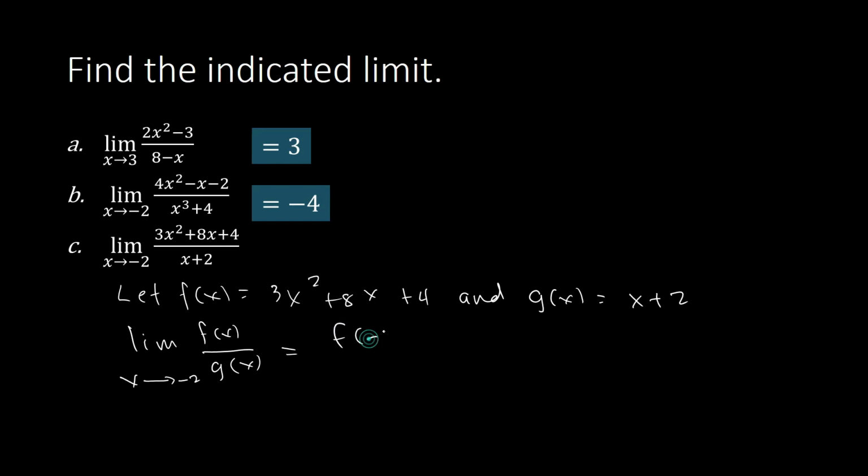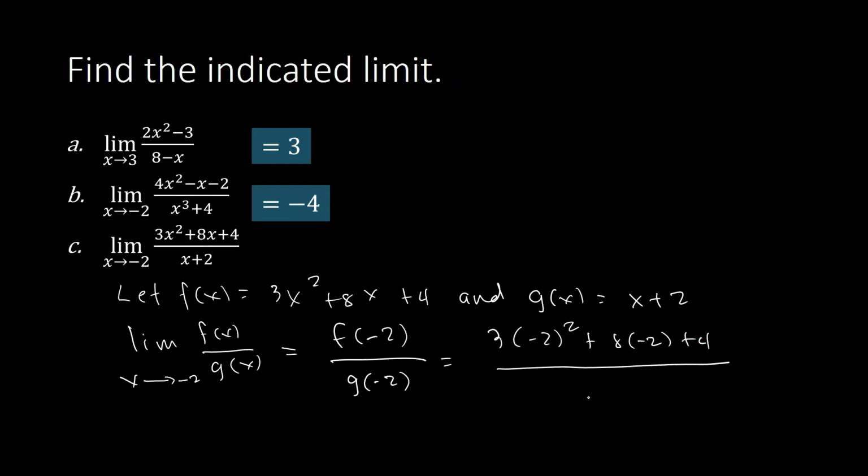So what is f of negative 2 and g of negative 2? This one, 3 times negative 2 squared plus 8 times negative 2 plus 4. And our denominator, that is negative 2 plus 2, that is 0. But what about the numerator? What is that equal to? 12 minus 16 is negative 4. Plus 4 is 0. So this is 0 over 0.